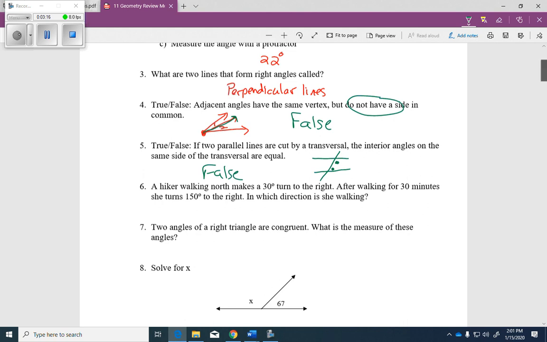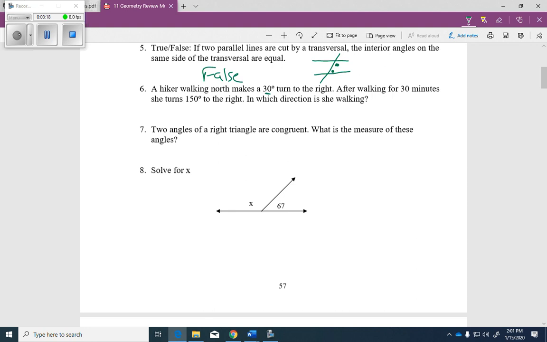Number 6 tricks people sometimes. Just look at the degrees in which you're turning. If you turn 30 degrees and then turn another 150 degrees, it means you turned a total of 180 degrees. If you were facing north and you turn 180 degrees, you're now facing south.